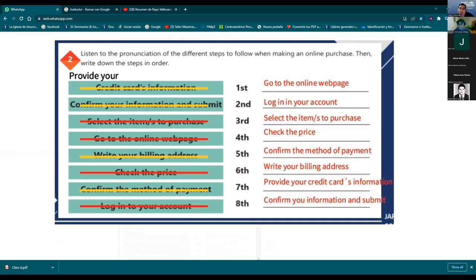Si ves pago en línea, correo electrónico, podría ser. Confirm your... I think so that the delivery email, delivery address, la dirección de envío, or the name to receive the package. Exactly. So write your address only. No billing. Write your address. So, but this is not your fault. All right. Okay.